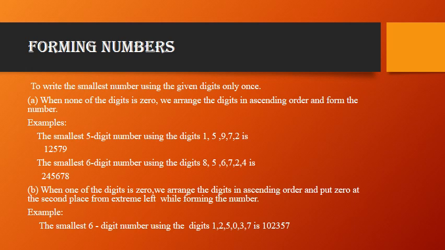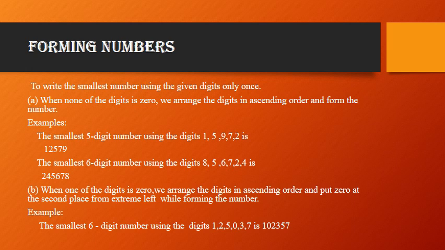And after arranging the digits in ascending order, we get the number as 2, 4, 5, 6, 7, 8. Children, as you all are aware, ascending order means small to big. Here, children, the rule is for when none of the digits is 0.